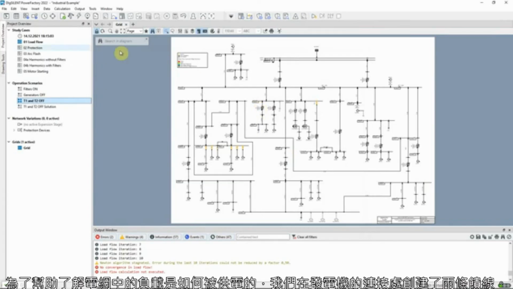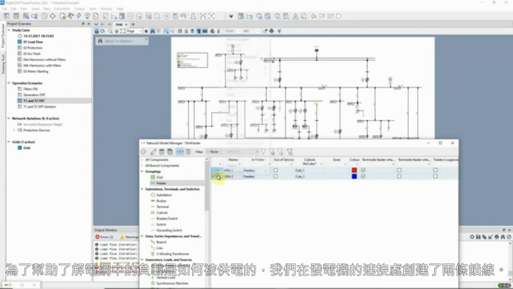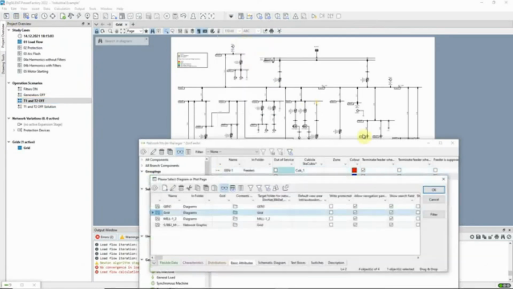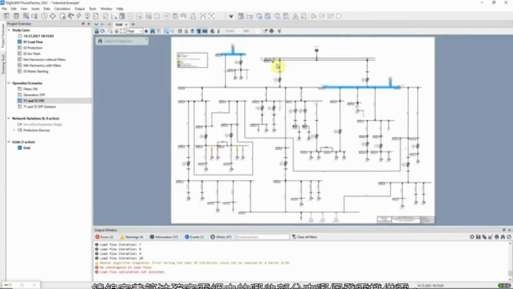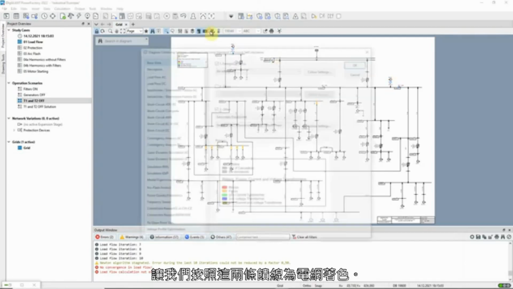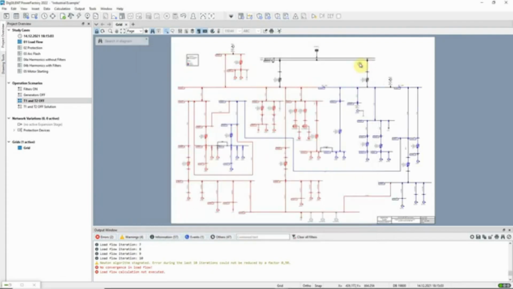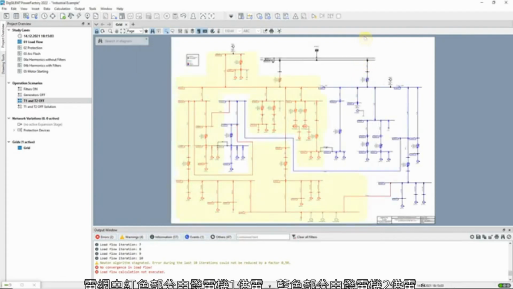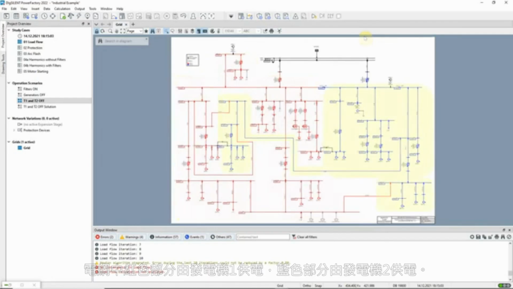To help understand how the loads in the network are supplied, let us look at the 2 feeder objects that have been created, one at each generator connection. The feeder definition algorithm determines which parts of the network are fed by which generator. Let us color the network according to these 2 feeders. The red part of the network is fed from generator 1, and the blue part from generator 2.